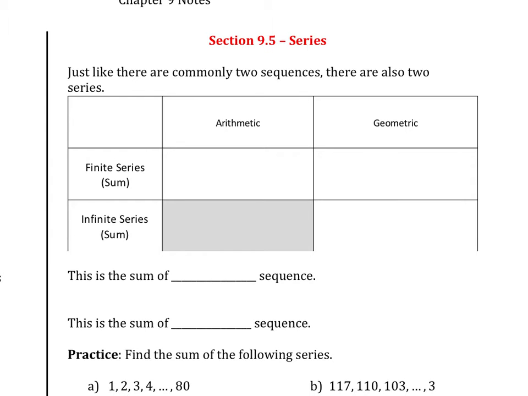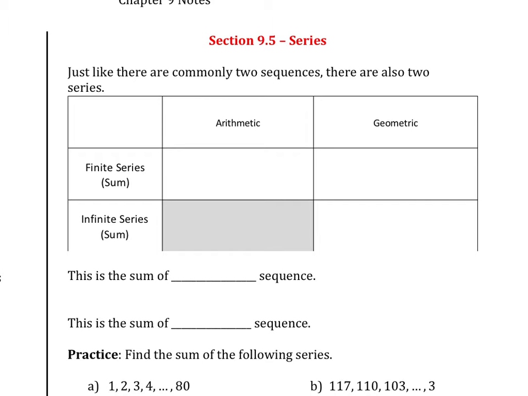And in each one, we have finite series. That means you have a limited number of things that you're adding, and an infinite series, which means you're going to add an infinite amount of numbers. Now, of course, in arithmetic series, there is no infinite sum, because if you keep adding a number that is bigger than itself or adding a number that is smaller than itself, eventually you're going to get to infinity or negative infinity.